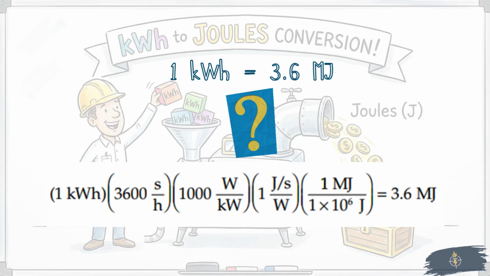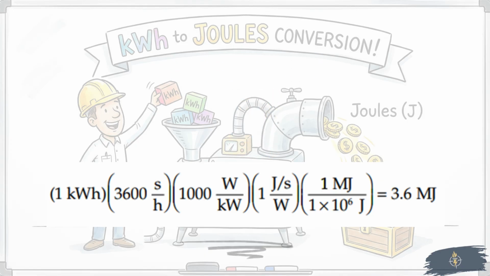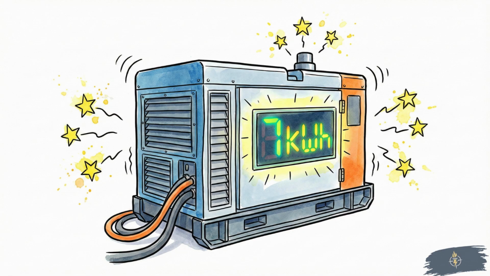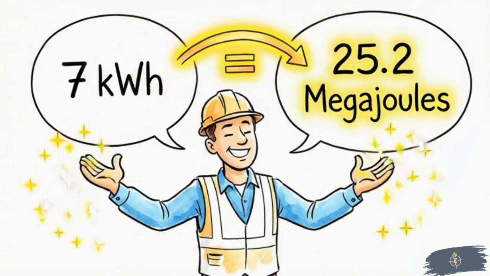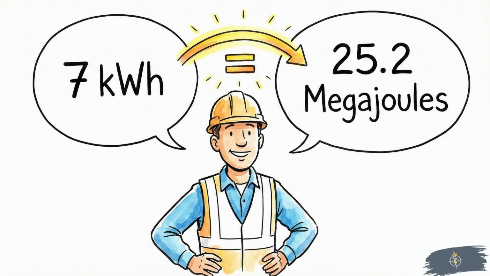Why 3.6? Because 1 kilowatt equals 1,000 joules per second, and 1 hour equals 3,600 seconds. Multiply them together, and you get 3,600,000 joules, or 3.6 million joules. Imagine a generator producing 7 kilowatt-hours of electricity. In joules, that equals 7 times 3.6 megajoules, which is 25.2 megajoules. Same energy, different language. A true engineer must be bilingual in units.